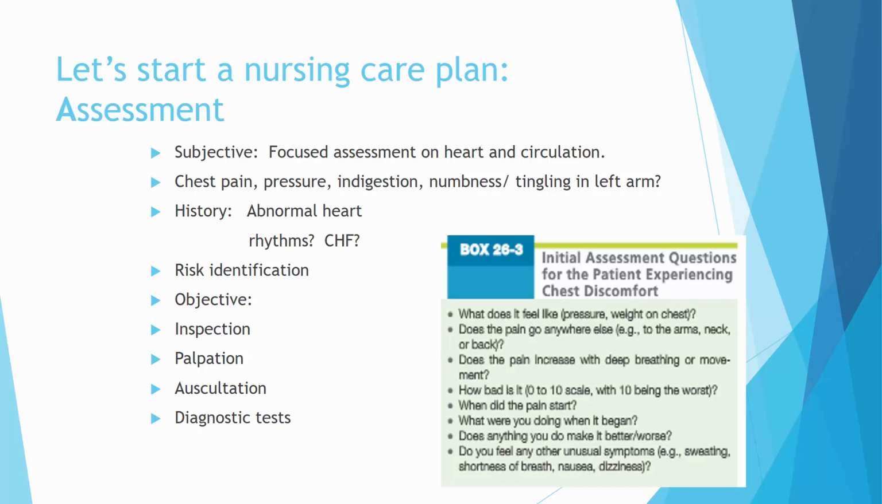Check their daily weight to assess fluid retention, and then check capillary refill. And then finally, we're going to auscultate, or listen. We're going to check their blood pressure, their apical pulse, and heart tones. Normal findings are S1, S2. Abnormal findings would be murmurs, rubs, or gallops.